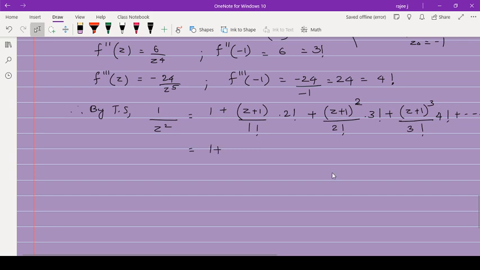Now to get the answer, just write the general form. So 1 plus... here in the numerator 2, here 1, here 3, here 2. So the numerator is of the form (n plus 1) factorial upon n factorial into (z plus 1) raised to, here it is 2, here 2, here 3, here also 3. So n form. Then summation n equal to 1 to infinity. These two ways you can solve this question.